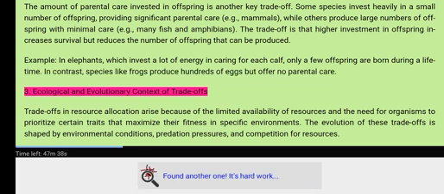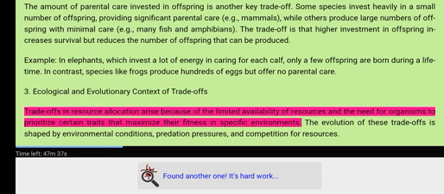3. Ecological and evolutionary context of trade-offs. Trade-offs in resource allocation arise because of the limited availability of resources and the need for organisms to prioritize certain traits that maximize their fitness in specific environments.